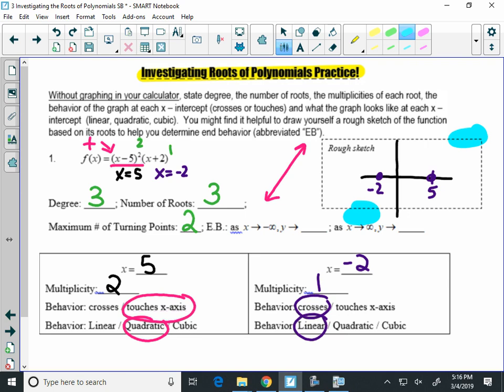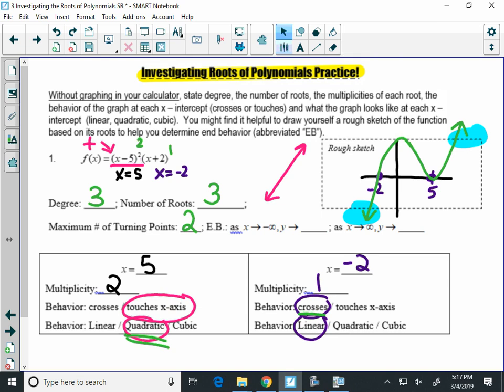All right, now at x equals negative 2, my graph's going to come through. It's going to cross through and look linear at that root. So I'm going to come up through. Now I need to turn at some point because I need to come through 5. So I'm going to come up. I need to come down, but at 5, remember, I'm going to look quadratic. I'm going to touch the axis. So I'm going to come back down and bounce off the axis to end going in that positive direction.